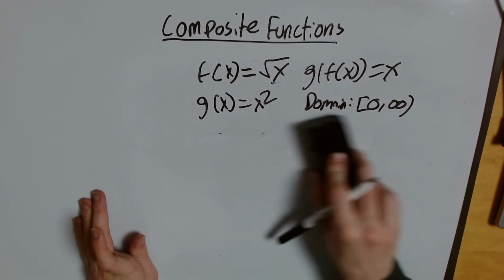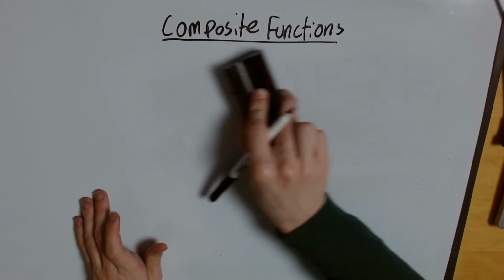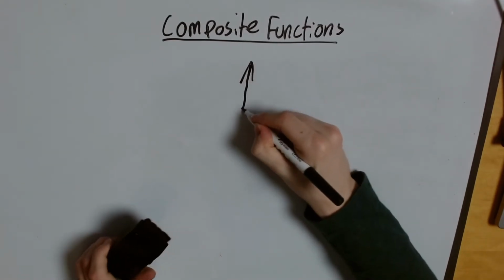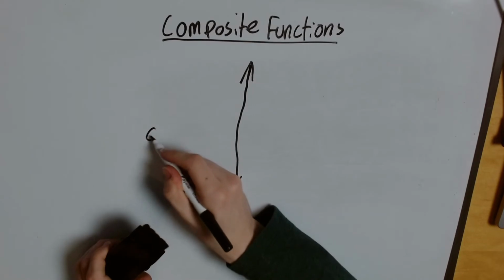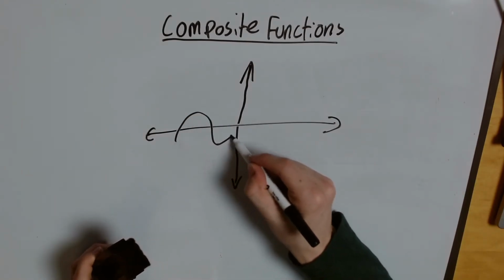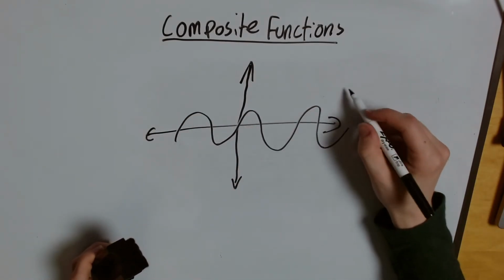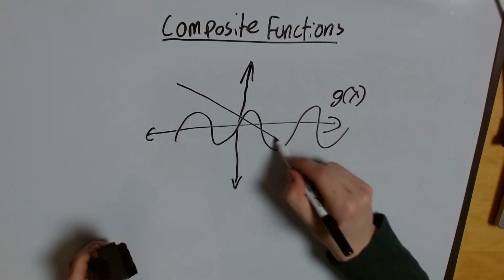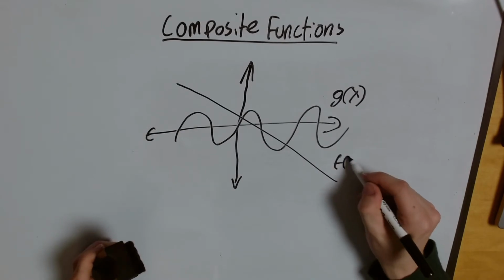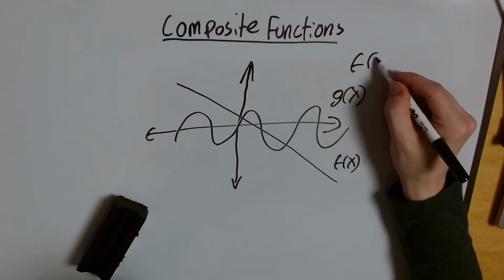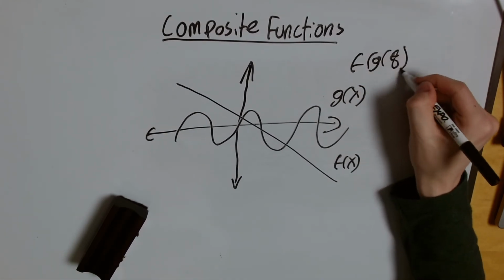Now, lastly but not least, we have graphical composite functions. You may often see graphs and be asked to find values based on composite functions. So we have our coordinate plane here. And let's say I have a graph like this, which I'm going to say is g of x. I have a horizontal line that I'm going to say is f of x. And I'm asked, what's f of g of 8?